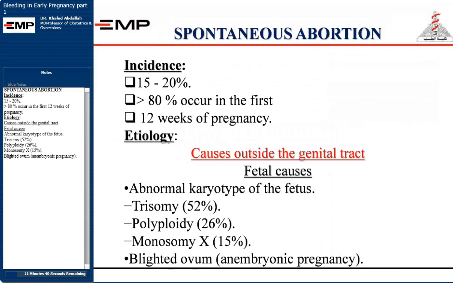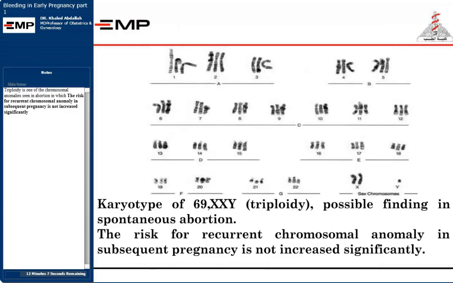Spontaneous abortion. Incidence: 15 to 20%. 80% occur in the first 12 weeks of pregnancy. Etiology: causes outside the genital tract. Fetal causes: abnormal karyotype of the fetus, trisomy 52%, polyploidy 26%, monosomy X 15%, blighted ovum, anembryonic pregnancy. Triploidy is one of the chromosomal anomalies seen in abortion, in which the risk for recurrent chromosomal anomaly in subsequent pregnancy is not increased significantly.